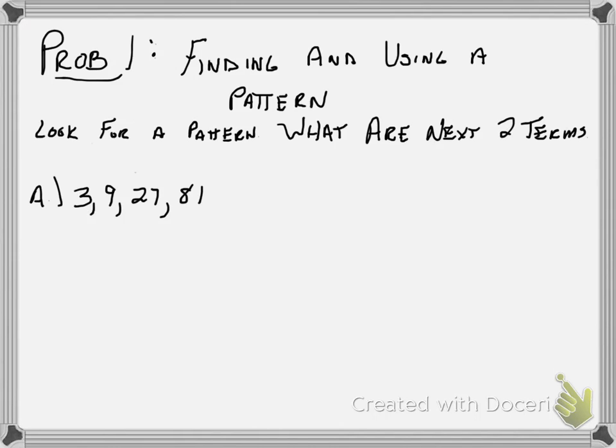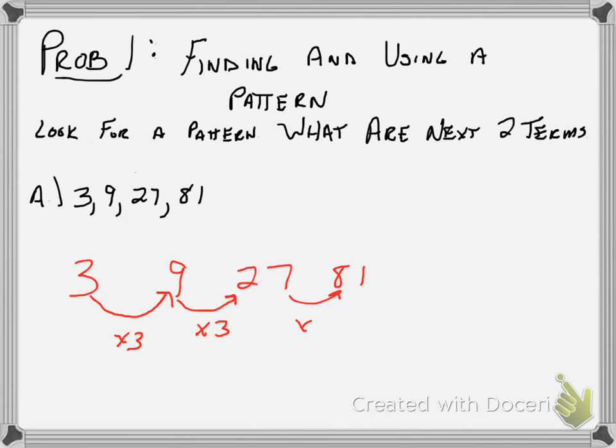Look for a pattern. What are the next two terms? So if we're looking at these terms here, say 3, 9, 27, and we're going to look for a pattern here, and it goes pretty quick. The first thing that comes to my mind is, hey, probably multiplication. So how do I get from 3 to 9? Times 3. How do I get from 9 to 27? Oh, times 3. That starts to look like a pattern. How about to 81? Times 3.